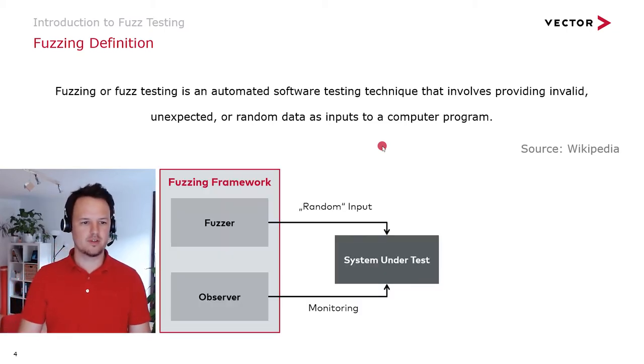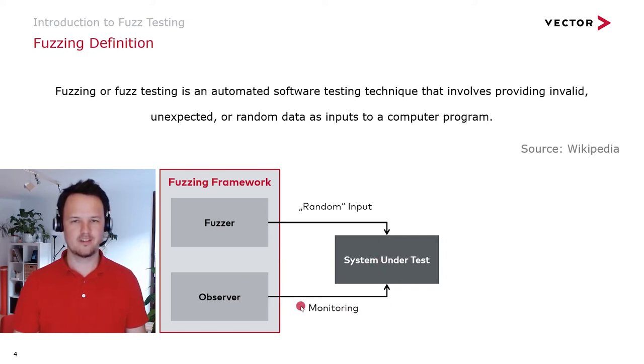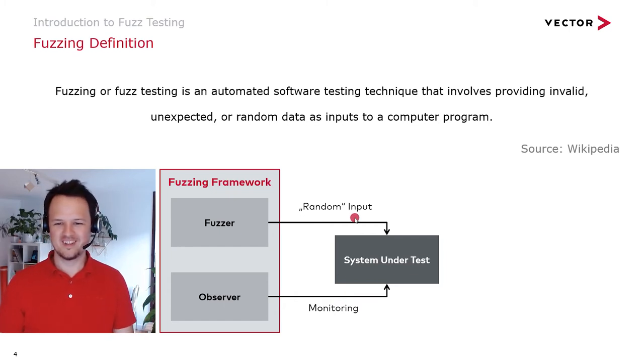Sometimes there's also the word fuzzing framework, and as we understand a fuzzing framework, we have here the monkey part, the fuzzer, which generates input, but we also need a component which monitors our system under test for invalid behavior. So like a smoke detector, if it begins to smoke, it's bad, and we maybe found something.